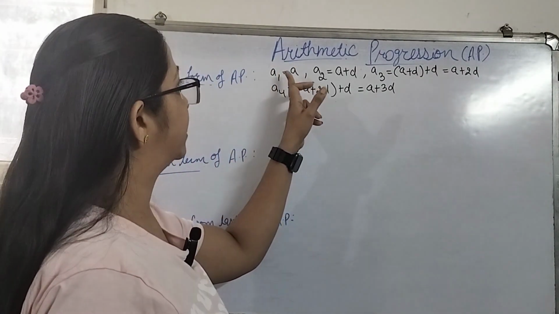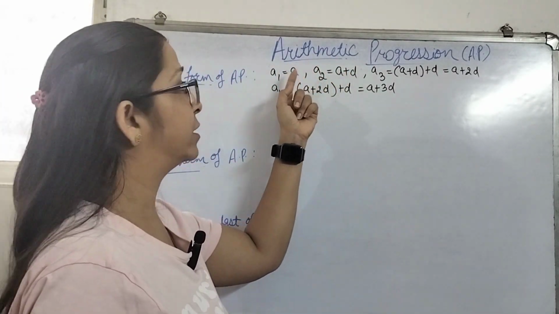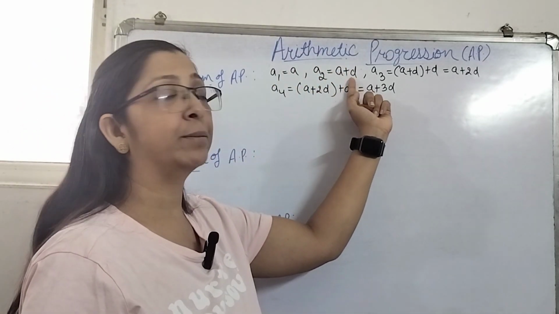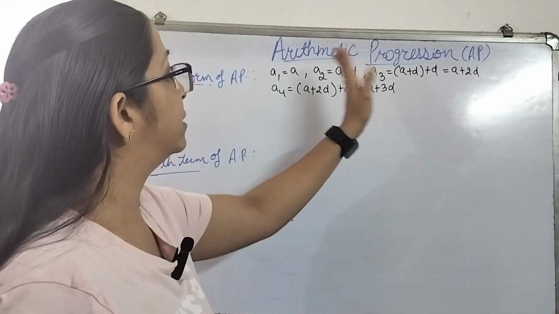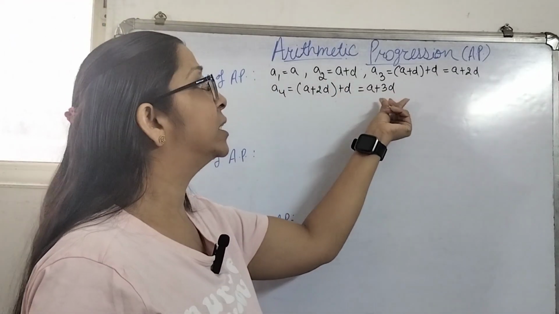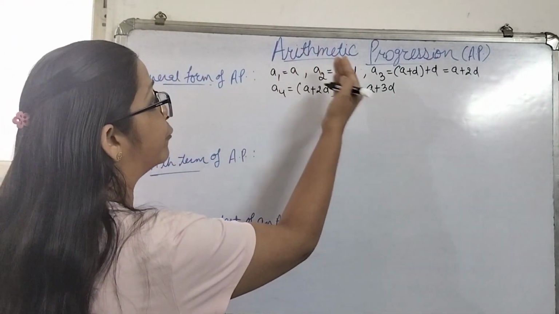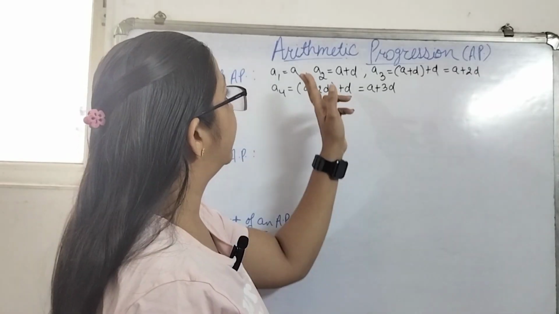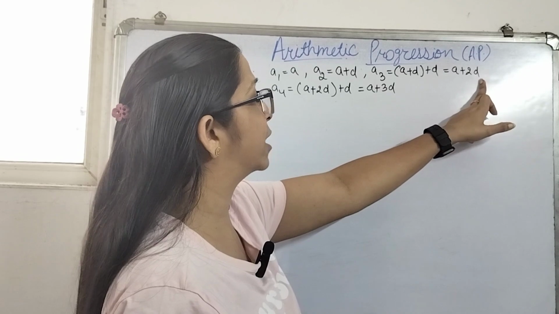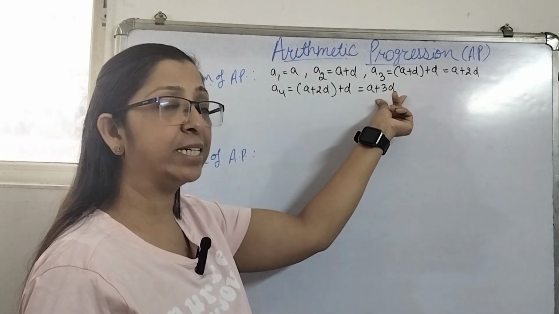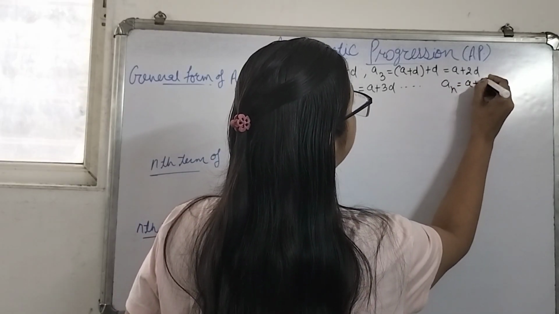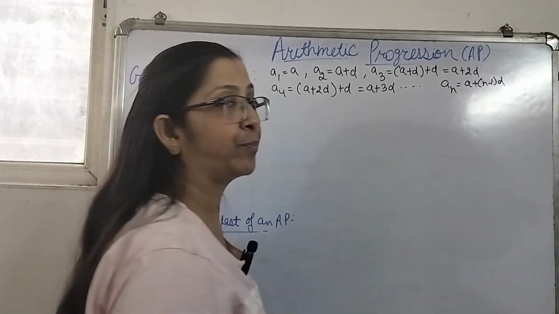So here we can see that in the first term, there is no D, it is only A. In the second term, there is one multiple of D, one D is there. In the third term, there are 2 times D. In the fourth term, it is A plus 3 times D. That means in every next term, if it is the second term, it is 1D coming. If it is the third term, it is 2D coming. In the fourth term, it is 3 times D coming. That means we can say that in the nth term, it will be n minus 1 times D.